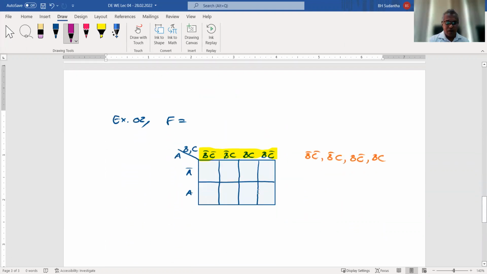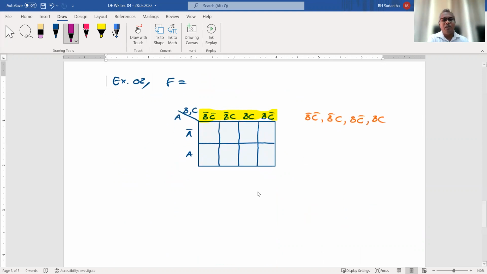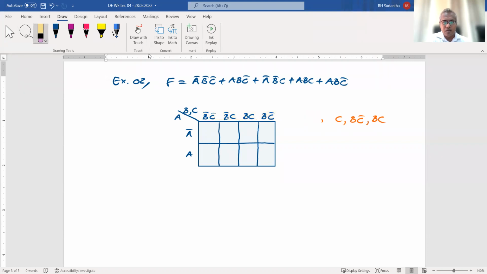Okay. So shall we try another example here? Then A bar, B bar, C bar plus A bar, B, C bar, A bar, B bar, C, A, B, C, A, B, C. Okay. Shall we try this one?